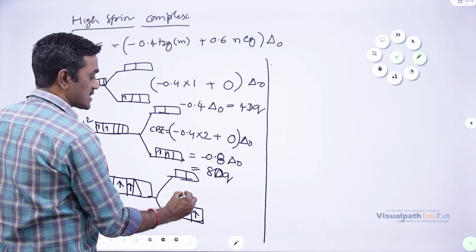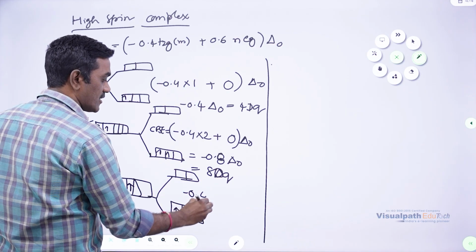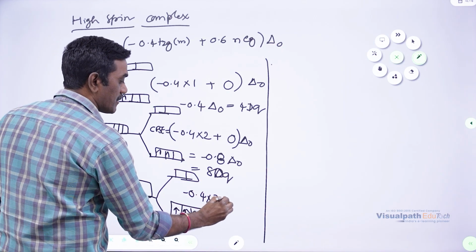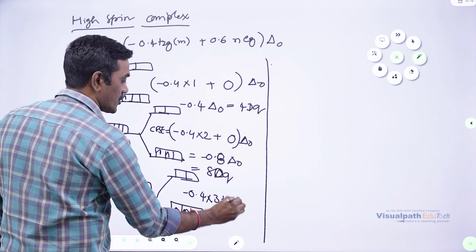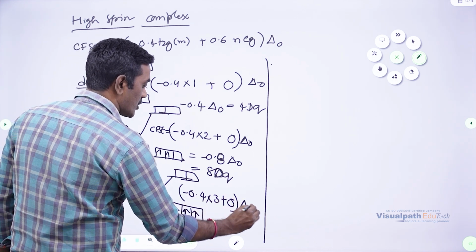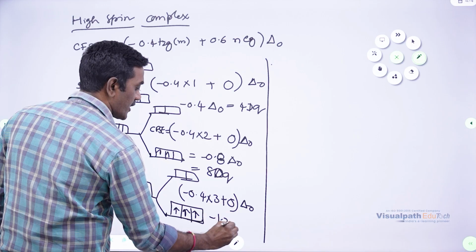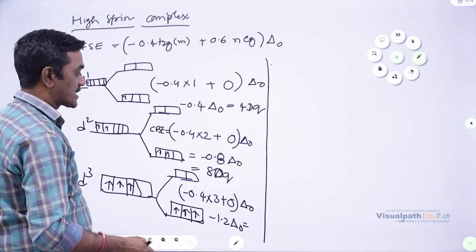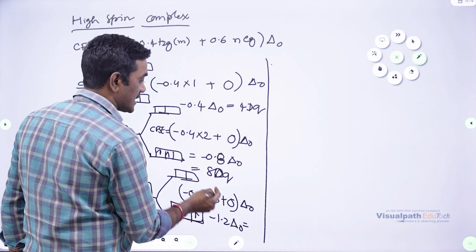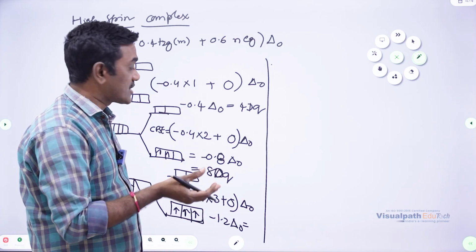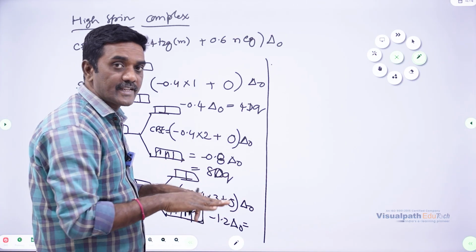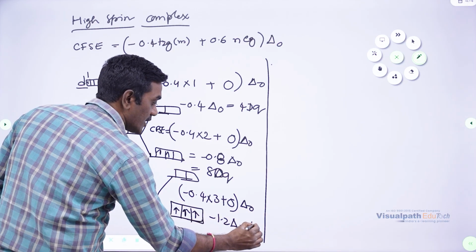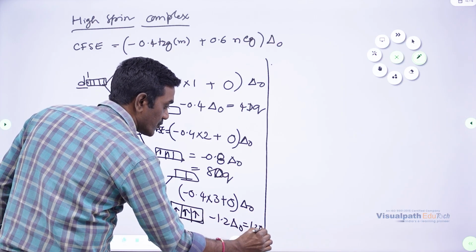Here 3 electrons are there, minus 0.4 t2g. How many electrons are in t2g? 3, plus there are no eg electrons, 0 delta naught. How much is it going to be? Minus 1.2 delta naught. It is called CFSE, crystal field stabilization energy. In the end we will not write the negative value, we will show the positive value only, and it is going to be 12 Dq.